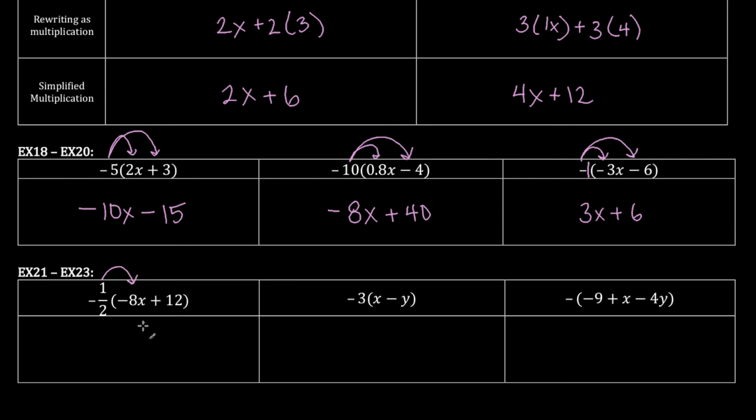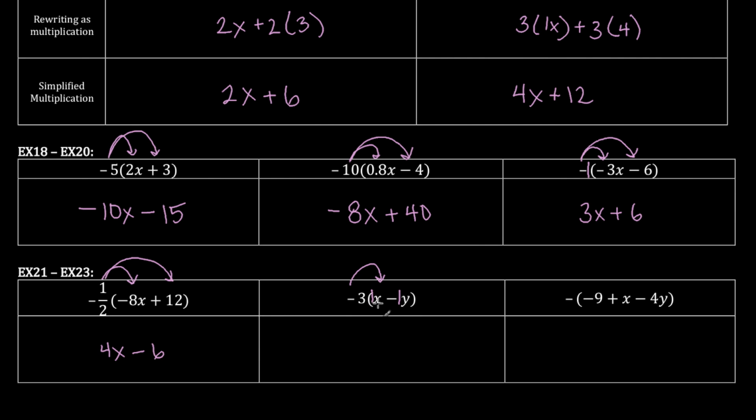Half times 8x is 4x. A negative times a positive is a negative. Half of 12 is 6. So negative 1/2 times negative 8x is positive 4x. And negative 1/2 times positive 12 is negative 6 or minus 6. Even when you end up with situations like this, well, remember, we can put a 1 here or a 1 here if that makes it easier for you.